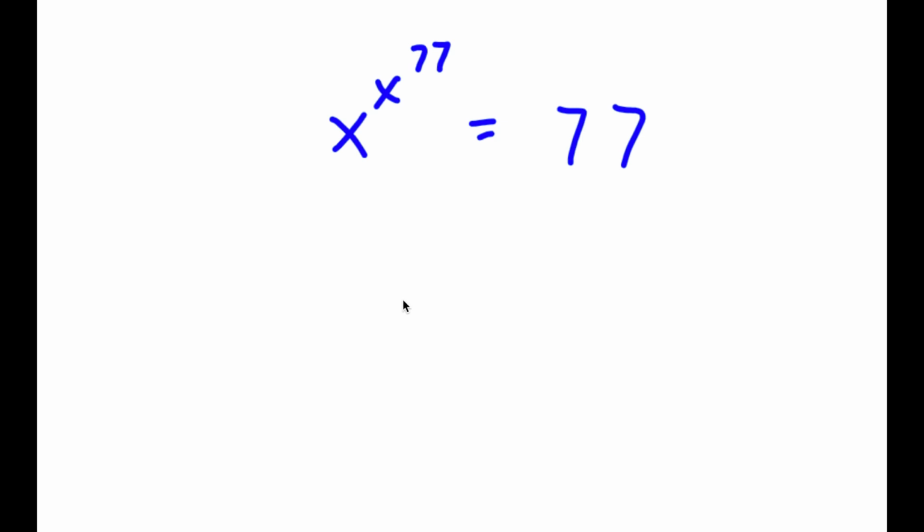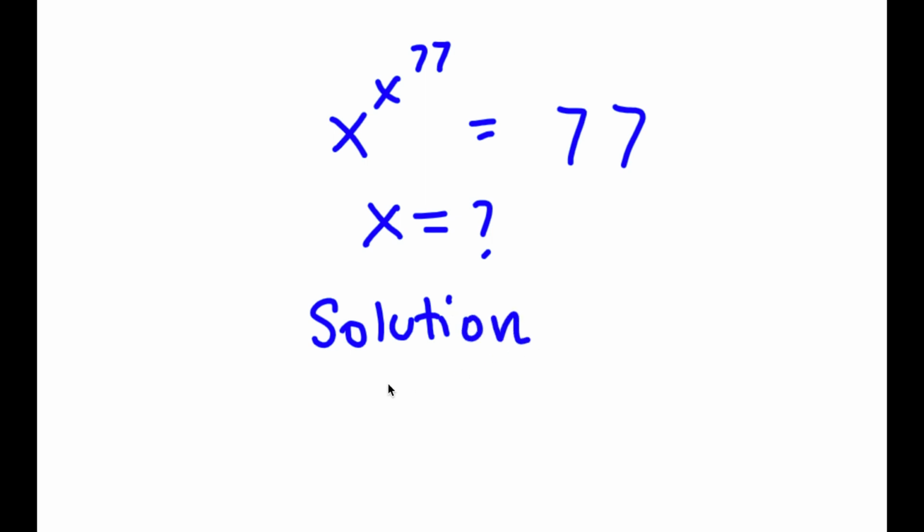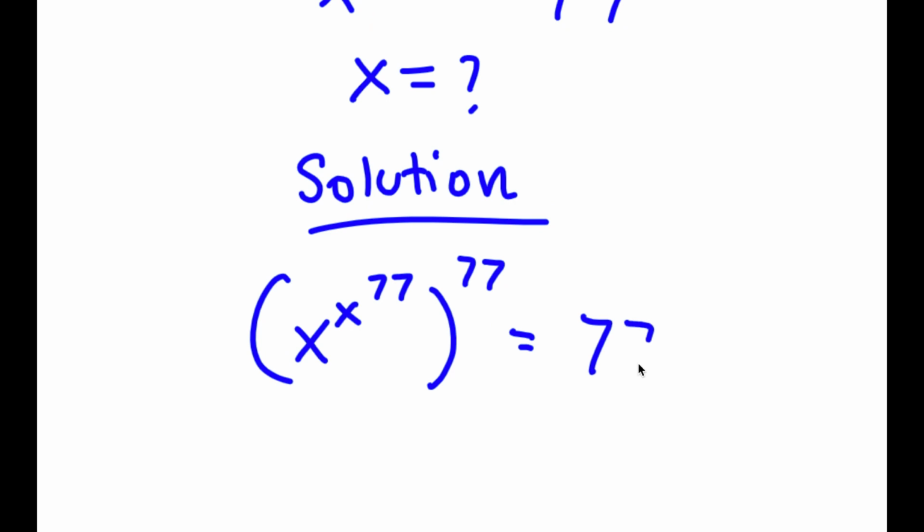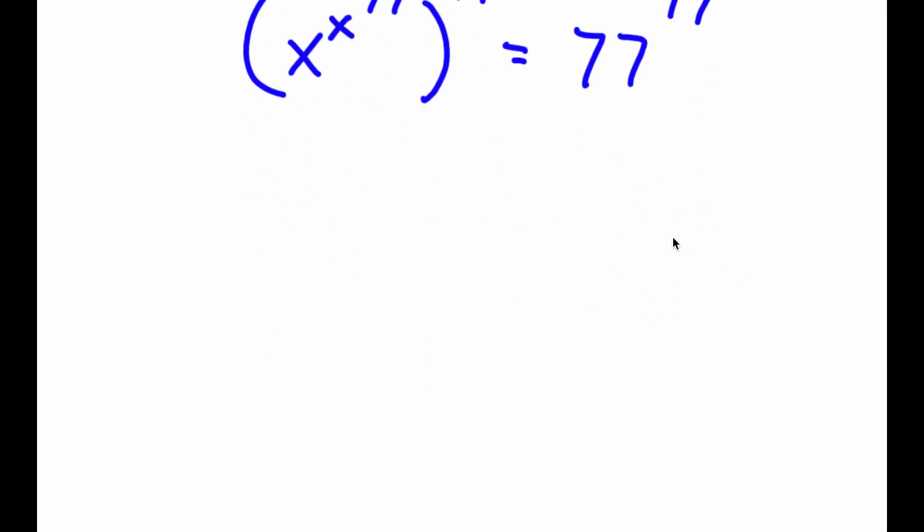Alright, so in this problem, I have x to the power of x to the power of 77 is equal to 77. So I obviously want to find the value of x for this problem. So for my solution, I'm going to first start by taking the power of 77 on both sides. So now I have x to the power of x to the power of 77 to the power of 77 is equal to 77 to the power of 77.